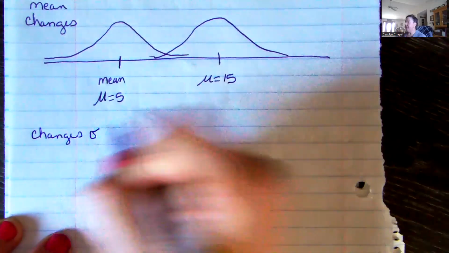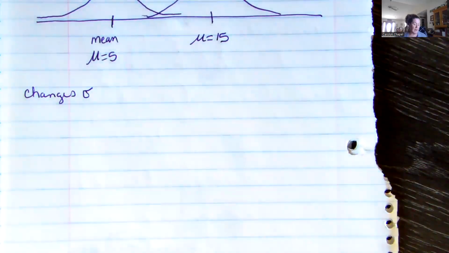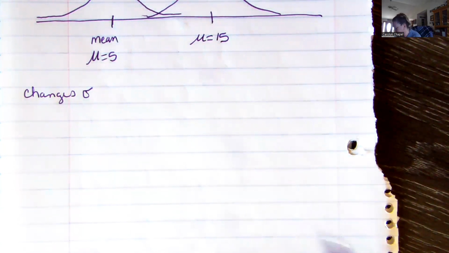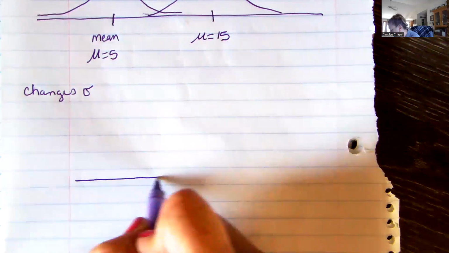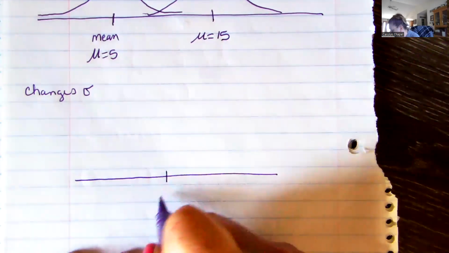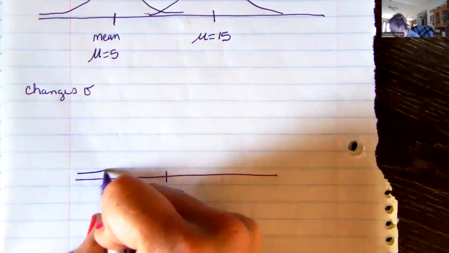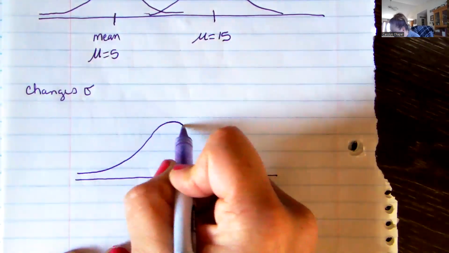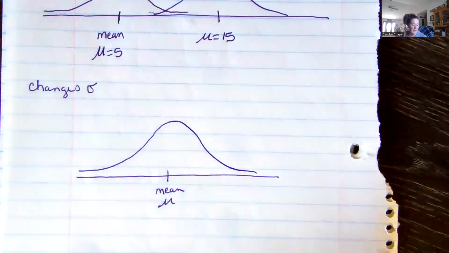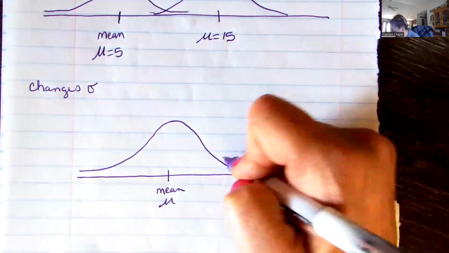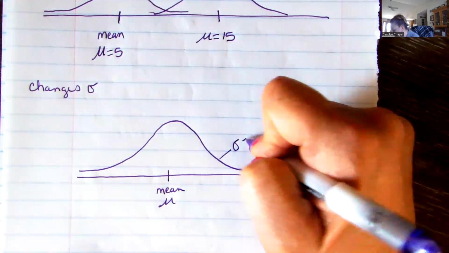What happens when we change our standard deviation? I want to remind you, standard deviation is what we use to represent how spread out your data is. So let's just say, here's our mean. I don't know what it is, you can label it if you want to. And let's just say, for argument's sake, that this is equal to 2.